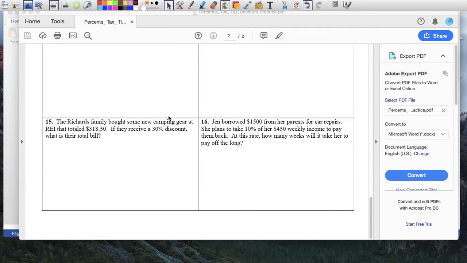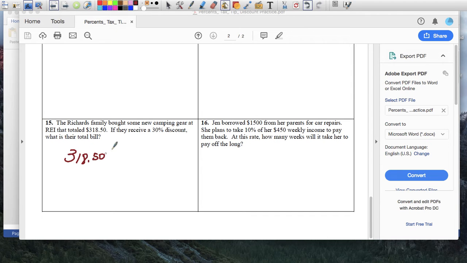Number 15, the richest bought something, and it was $318.50. They got a 30% discount, which means they now are paying only 70% of the price. So it'd be 318.50, and 100% would have been 318.50 times 1, and they pay 318.50. We've got to take a little discount. So in reality, they're actually paying 0.7, or 70%.